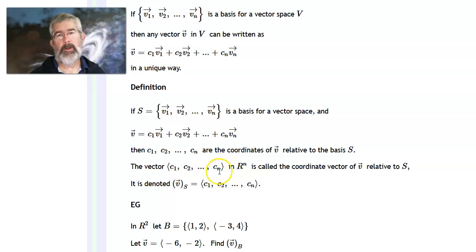We denote it with the following notation. You put the vector in parentheses and a subscript of the basis that you're using, right? And that's this C1 up to Cn.